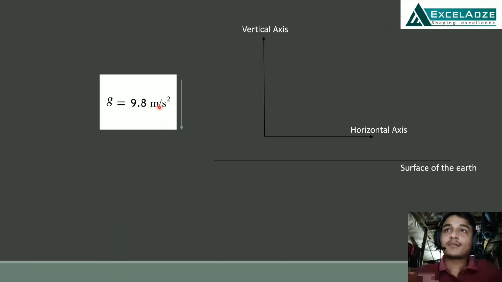The gravitational acceleration is denoted by g, and it has a value near the Earth's surface of 9.8 meters per second squared. Let's define some axes. The line parallel to the Earth's surface will be considered the horizontal axis and the perpendicular will be considered the vertical axis. Okay, let's move forward.